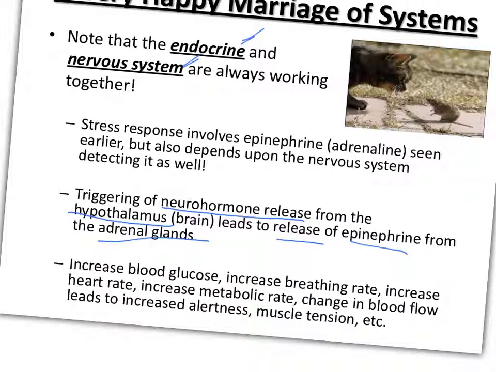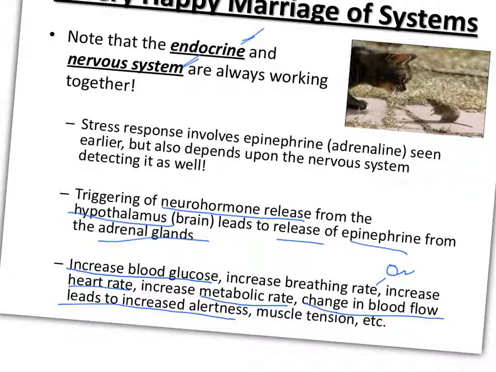So the body's going to increase blood glucose. Epinephrine will cause your liver to release more sugar, so it's at the ready. You're going to increase breathing rate so that you're ready to work your muscles as well. You're increasing oxygen levels. You're going to increase your heart rate, which is going to get that oxygen out to your tissues. You're going to increase your metabolic rate, which is going to keep your cells at the ready. Then you're also going to see the changes in blood flow that we talked about earlier in this PowerPoint.